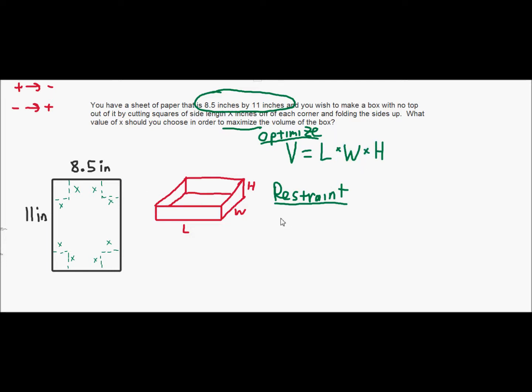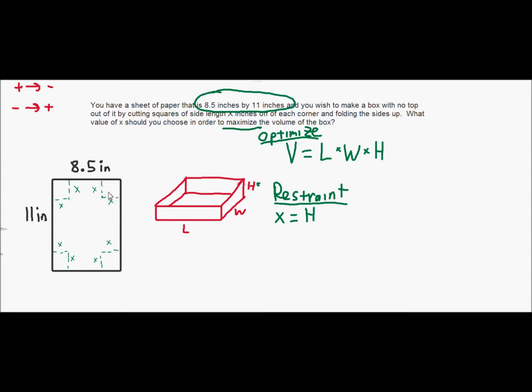So here's what we got going on. Once we choose x, you can see when we fold up these tabs here, each side is going to be x inches tall. So height is really just x. So I'm going to write that here. X is really just the height.